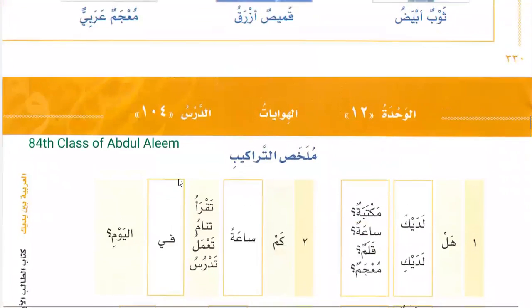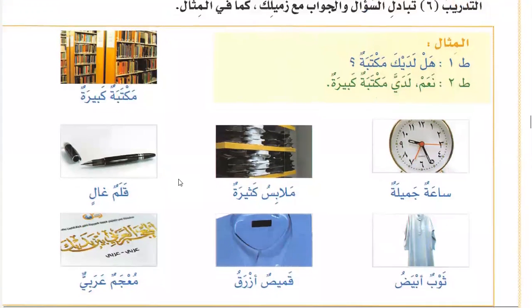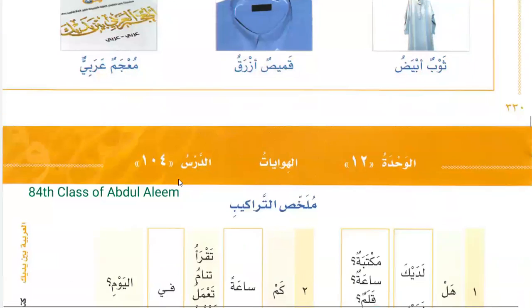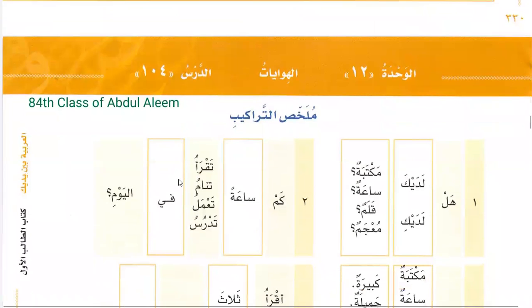Excuse me, is ladayka used for both masculine and feminine? Ladayka is for masculine, and for feminine, ladayki. Any question?